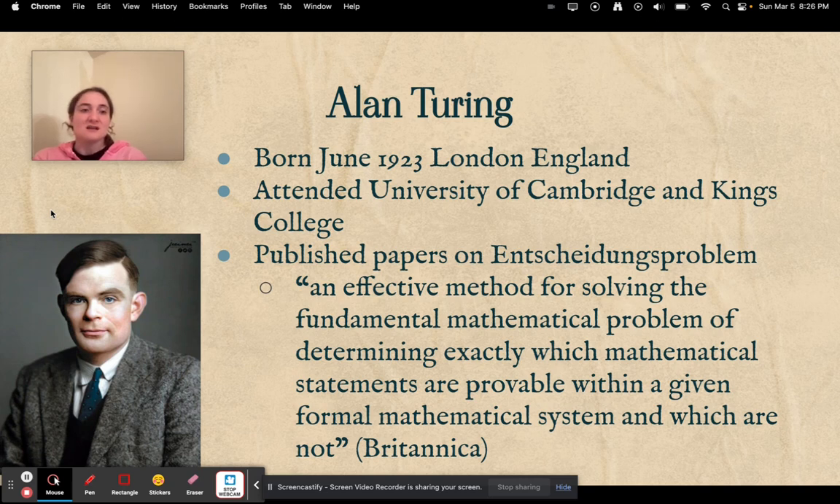So he published a lot of, or not a lot of papers. I don't know the exact number, but his most famous is the Entscheidungsproblem. I tried to read it and I was so lost. So I'm just going to give you a little Britannica summary of it. It's an effective method for solving the fundamental mathematical problem of determining exactly which mathematical statements are provable within a given mathematical system and which are not.